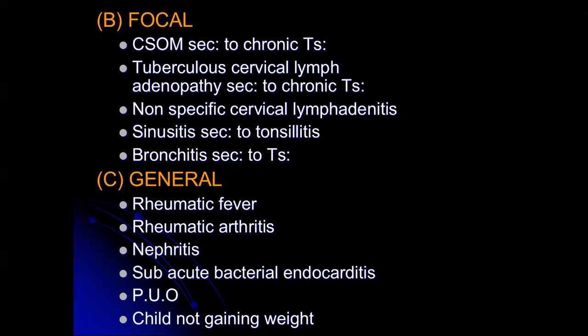All these things are complications of chronic tonsillitis: rheumatic fever, rheumatic arthritis, nephritis, subacute bacterial endocarditis, pyrexia of unknown origin (PUO), and a child not gaining weight. These are all the factors in front of us. This is the cause where we remove the tonsil, where we take the step of surgery, where we do tonsillectomy.